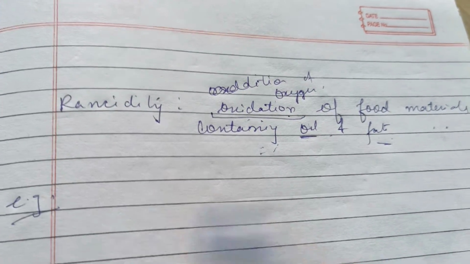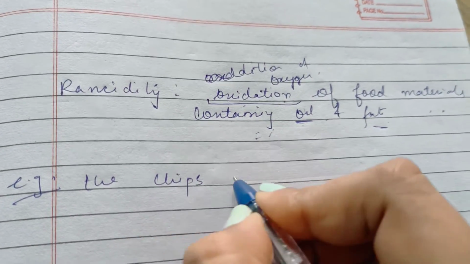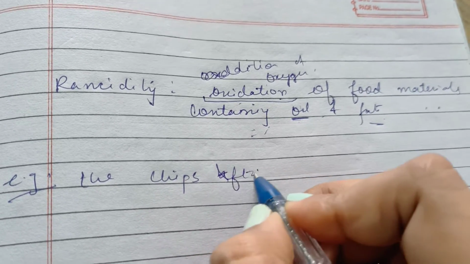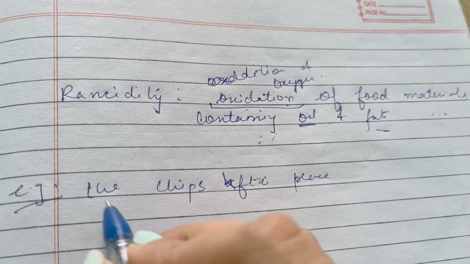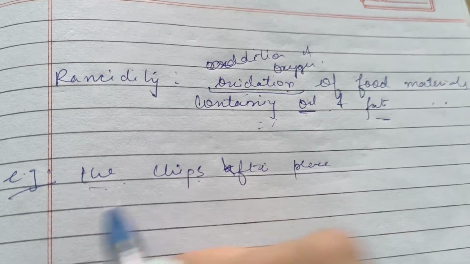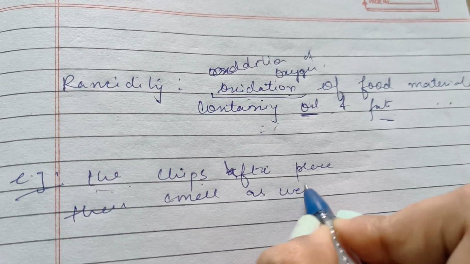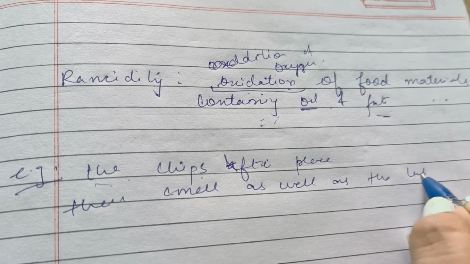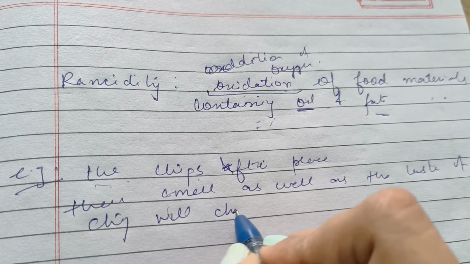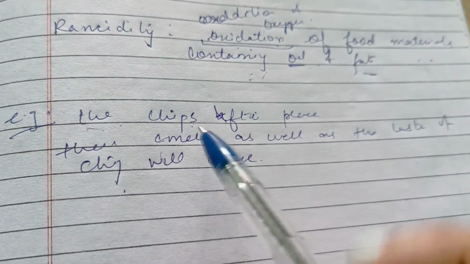For example, chips. If you place chips for more than 2 days, their smell and taste change. Smell as well as the taste of chips will change. Why does this happen? Because of the addition of oxygen to chips.